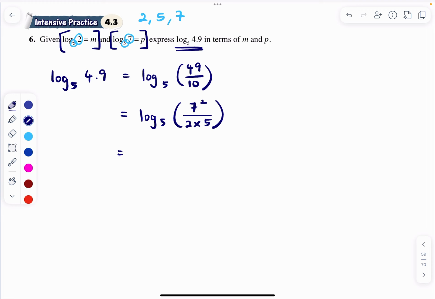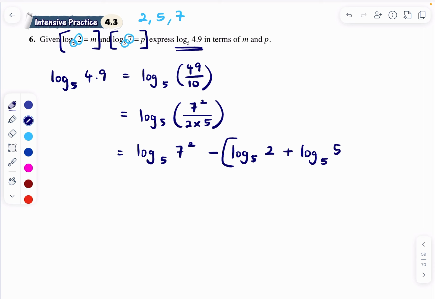Okay. Now we try to split it. So when you have divide, it becomes minus. So log 5 7 squared minus log 5 2 plus log 5 5. Okay, these times will become plus. Okay, don't forget this bracket because this one divided by this times this. So these two you must put in the bracket.